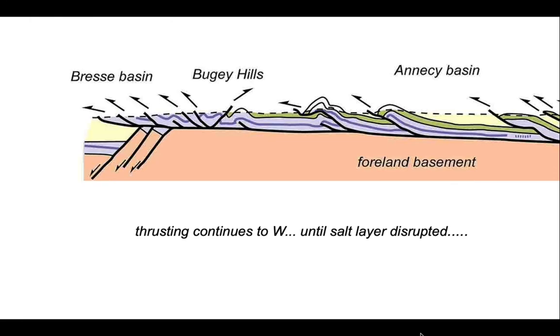The deformation in the Jura continues to the west, and the salt horizon continues too. But out on the margin of the Bresse Basin, the salt horizon has been dropped down, so it can't be accessed by the thrust detachment, and this controls the edge of the mountain belt on the margin of the Bresse Basin.